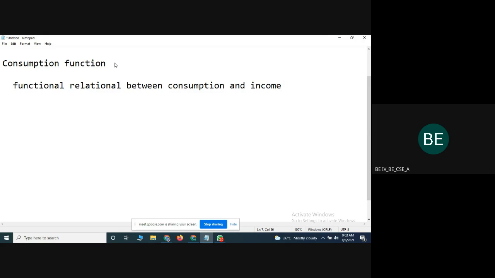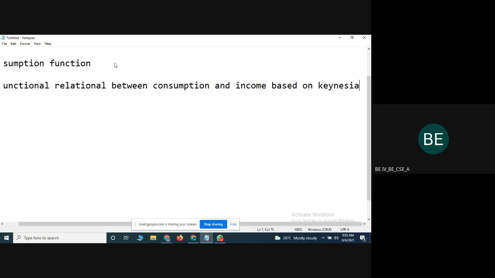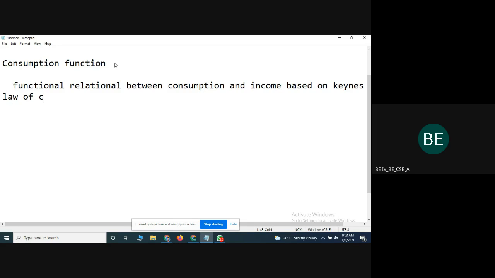Consumption and income, based on the Keynesian psychological law of consumption. First, I will define what the Keynesian law of consumption is.